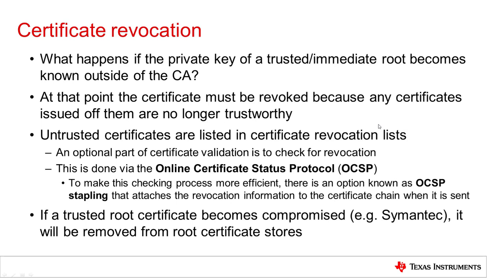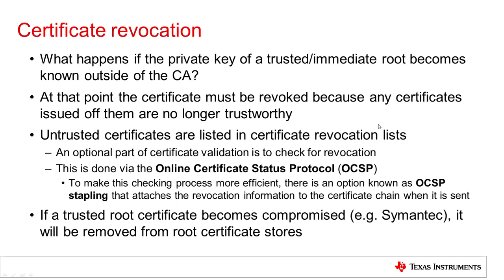So what happens if the private key of a certificate does become known? At that point, it is placed on something called a revocation list, because it's no longer trustworthy. And one of the parts of certificate validation that can be done, although it's optional, is to check for revocation. There's a specific protocol called OCSP, Online Certificate Status Protocol, that is used to check for revocation. When this first came out, it was used simply to request what's known as a certificate revocation list, which would be sent down, so it quickly generated a lot of internet traffic.